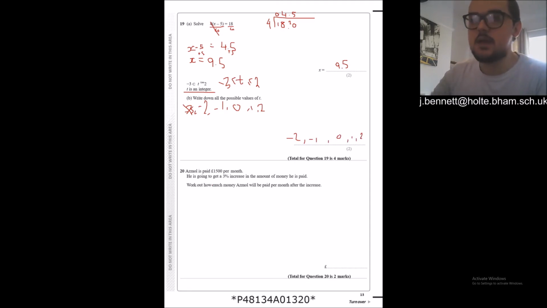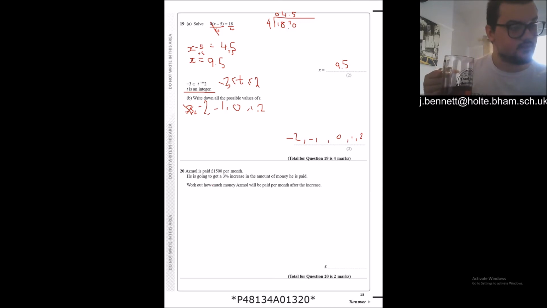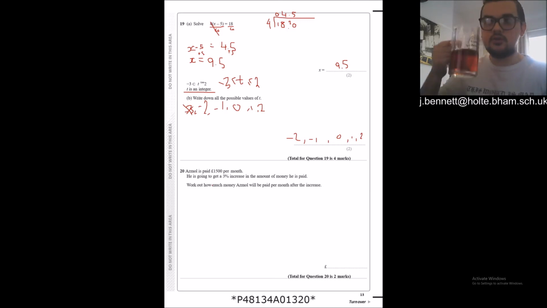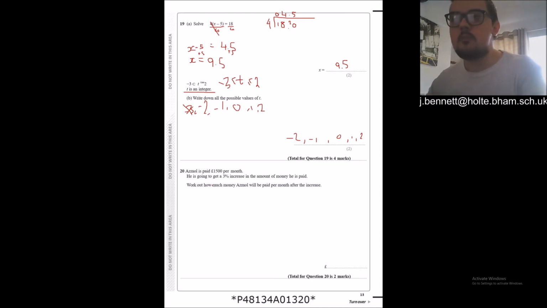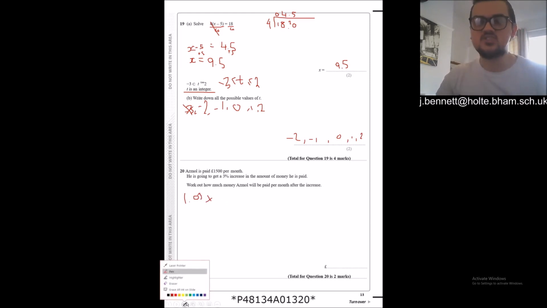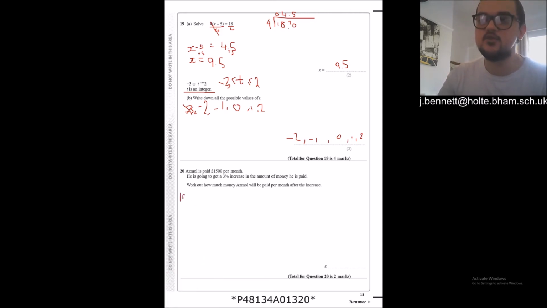Asmol is paid £1,500 a month. He's going to get a 3% increase on the amount of money he's paid. That is good news for Asmol. Work out how much money Asmol will be paid per month after the increase. A 3% increase is the same as multiplying by 1.03. Or we can just work out what 3% is and add it to the 1,500. He gets paid 100% anyway, because that is the default amount. He gets paid 3% extra, so he's going to get paid 103%.